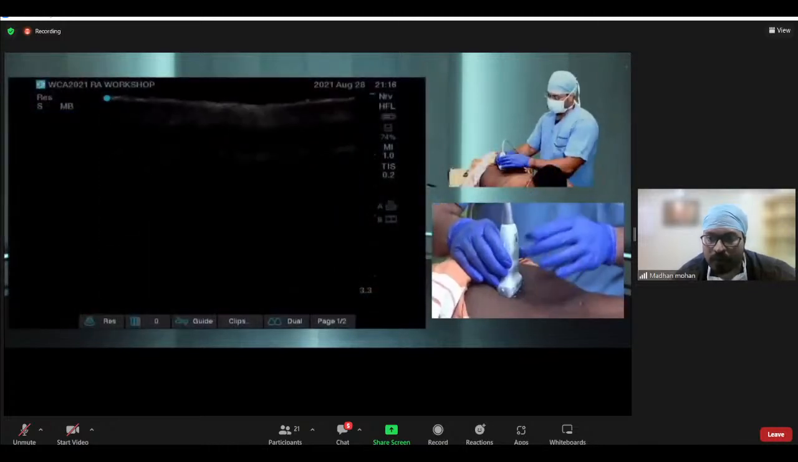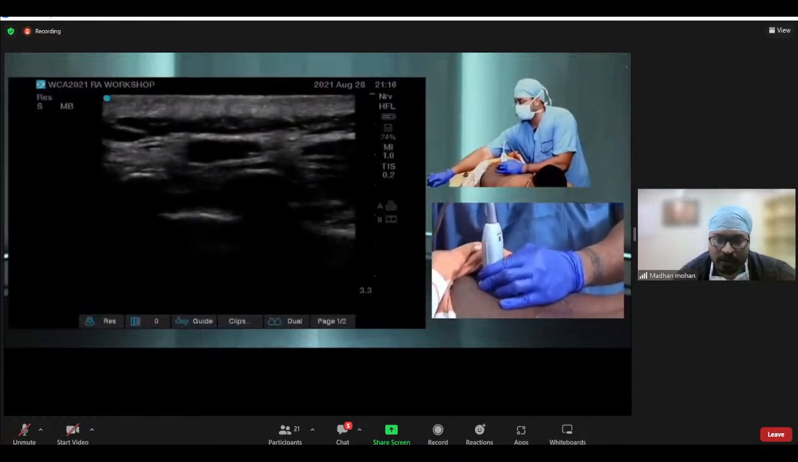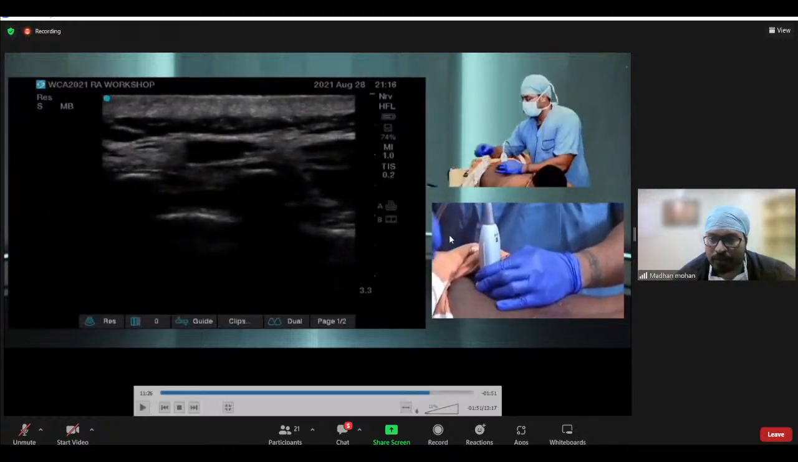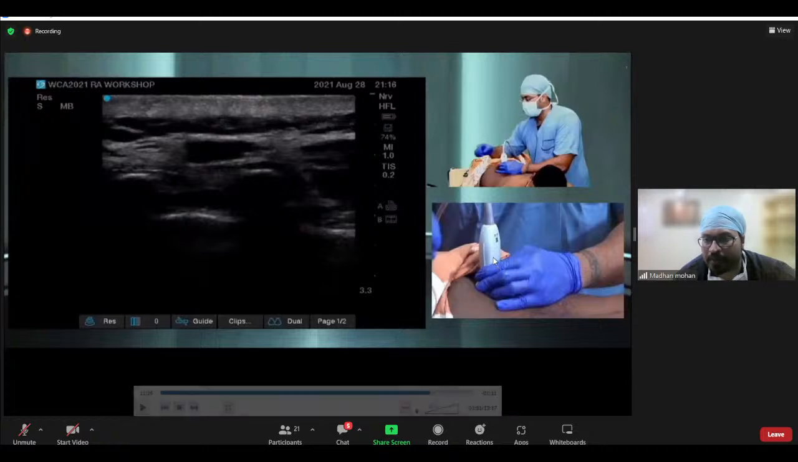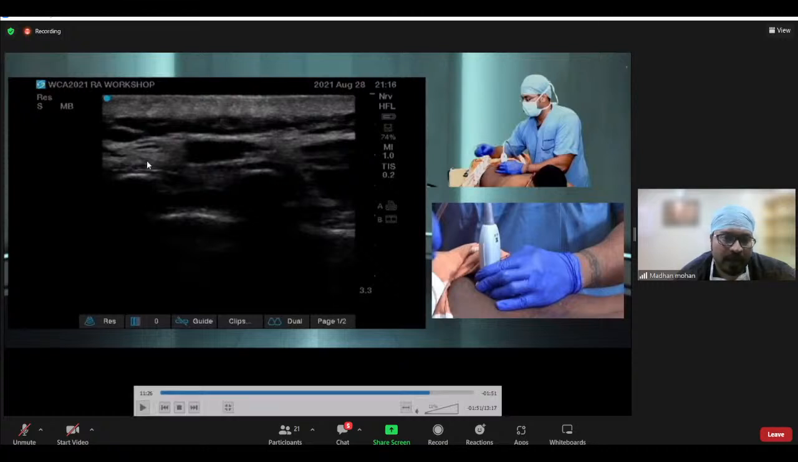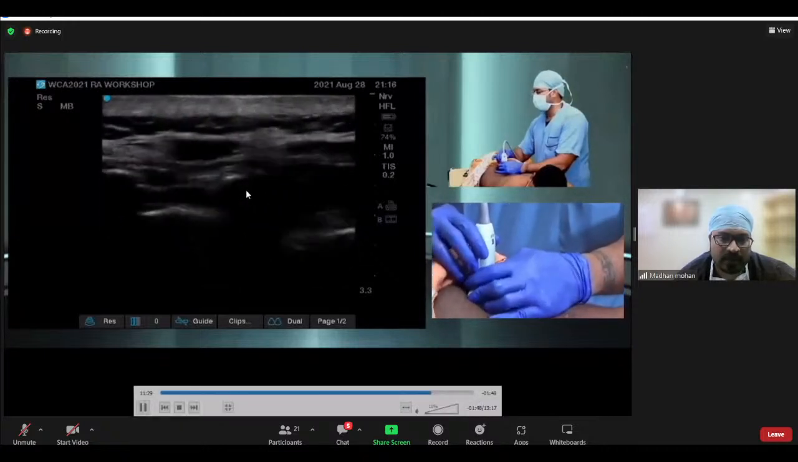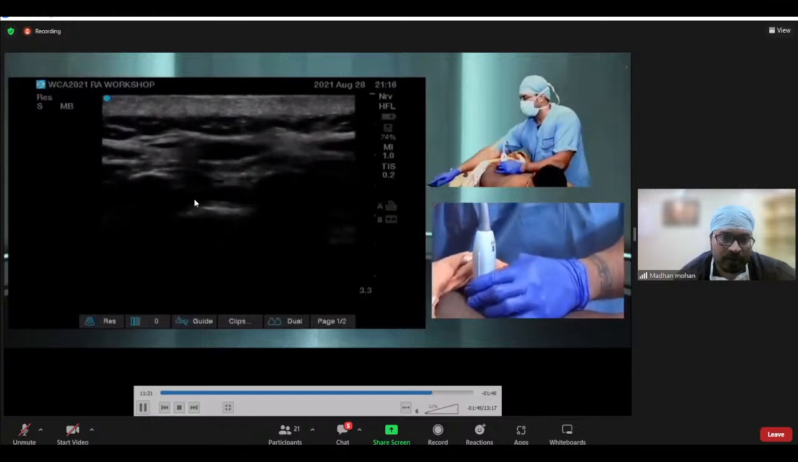Now we are going to see the caudal region. For this particular individual, who is very thin, I'm making use of this linear probe. And first I'm starting with the transverse view. So I'm keeping the linear probe transversely just above the gluteal cleft. The moment I keep it, I encounter two bony prominences on either side. So these are the sacral cornua, and in between them is the sacral hiatus. This is also called the frog eye sign.